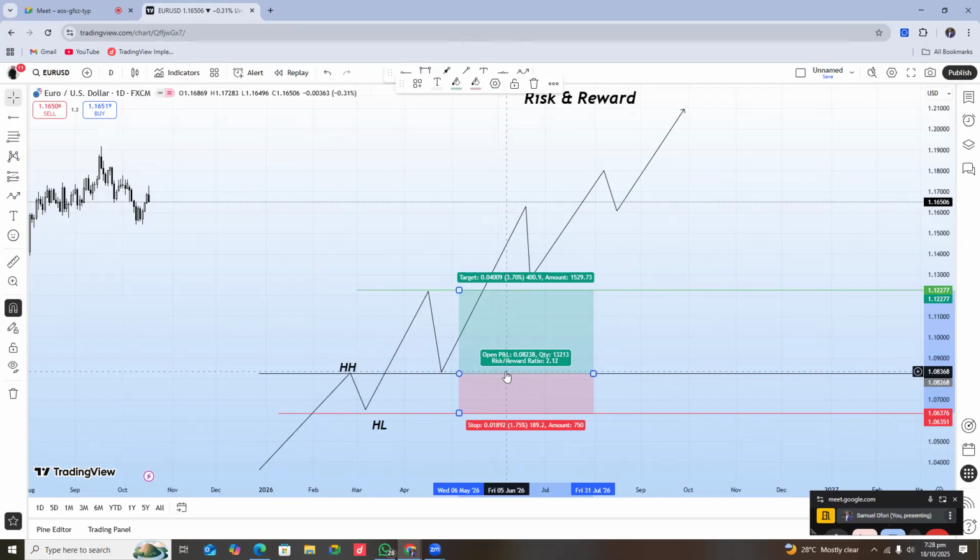But this is the same thing. When we do it this way, it becomes easier. That's why I'm doing the drawings. But I want to believe this is clear. Okay, so this is how you are going to set your take profit and then your stop loss.